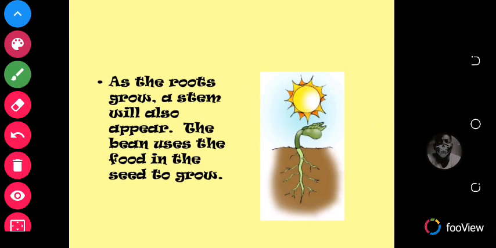Then stage 3, as the roots grow, the stem will also appear, and the bean uses the food in the seed to grow. So like I was saying, this is the roots, and that is the shoots, and the seed hosts food for the plant. As the plant grows and the seed is breaking open, it supplies food or nutrients to the plant for it to grow, together with sunlight.